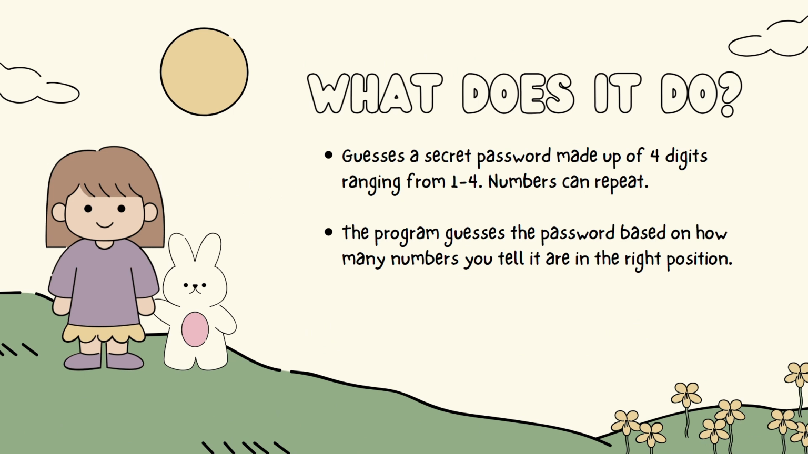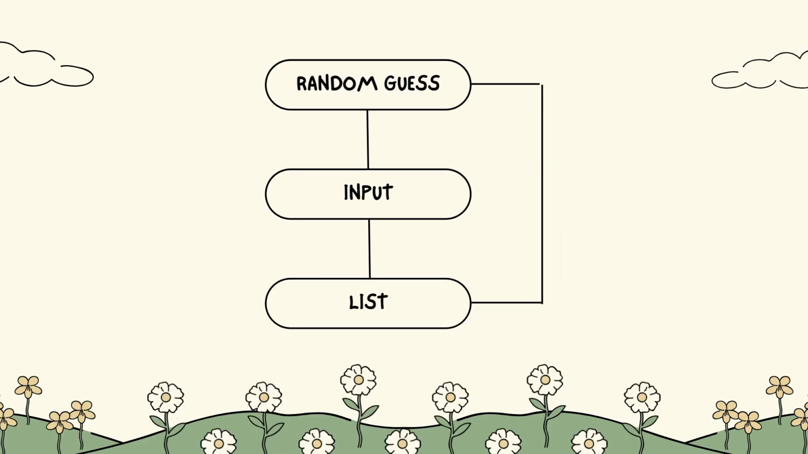So my code guesses a secret password made up of 4 digits, ranging from 1 to 4. Numbers can repeat. The program guesses the password based on how many numbers you tell it are in the right position. So this is the flow of my code.